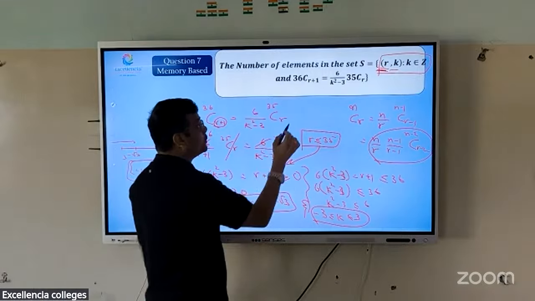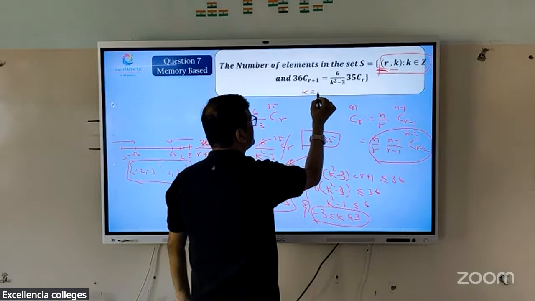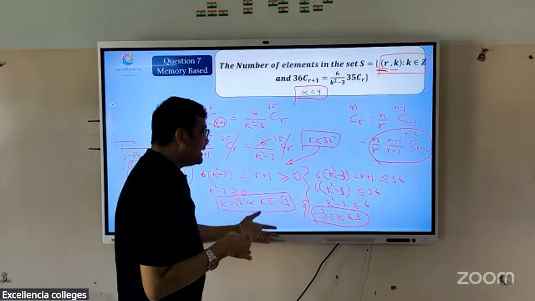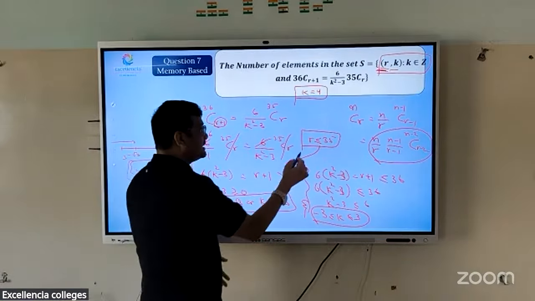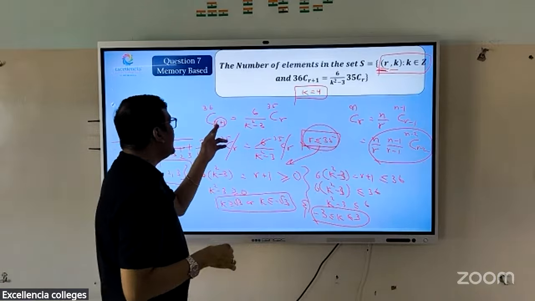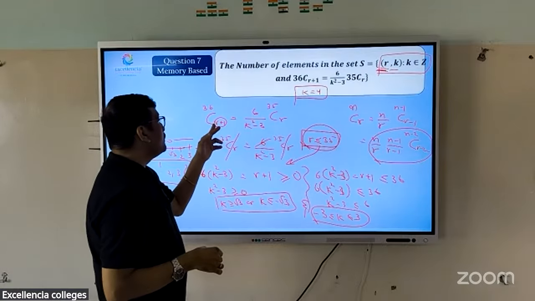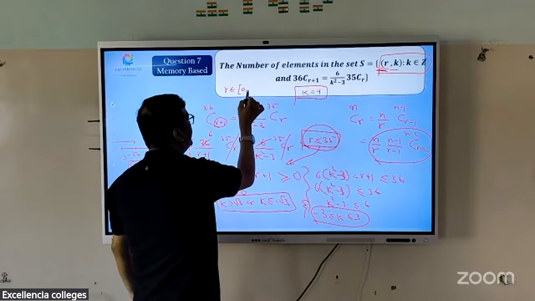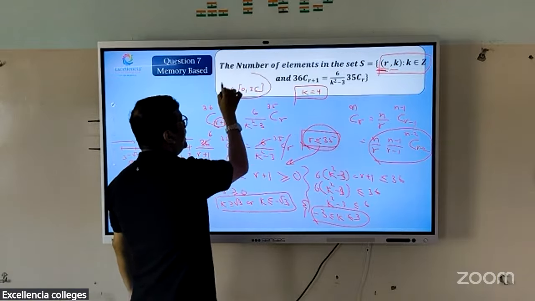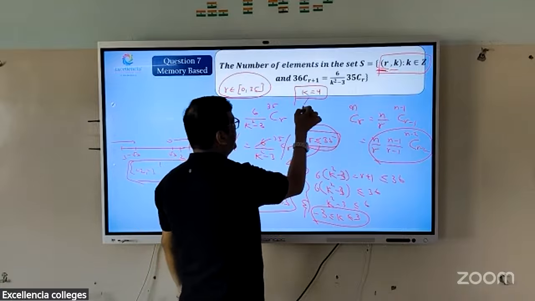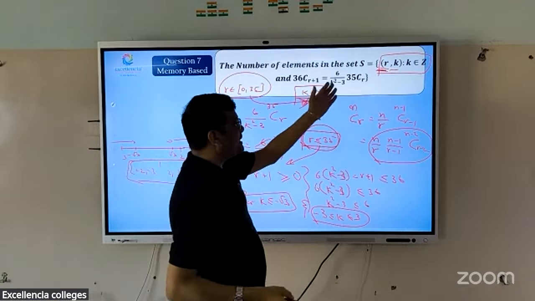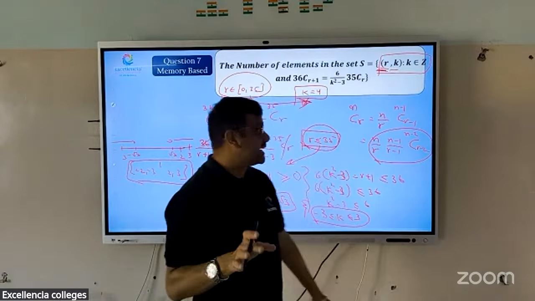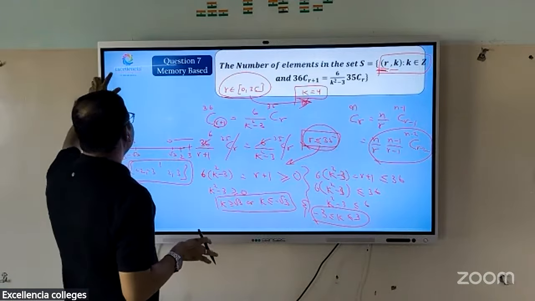So K gives you 4 values, and R is less than or equal to 35. R should be greater than or equal to 0. So R can take values between 0 and 35. So the set of all integers, K can be 4 values. Check whatever is asked, the number of integers. So that is question number 7.